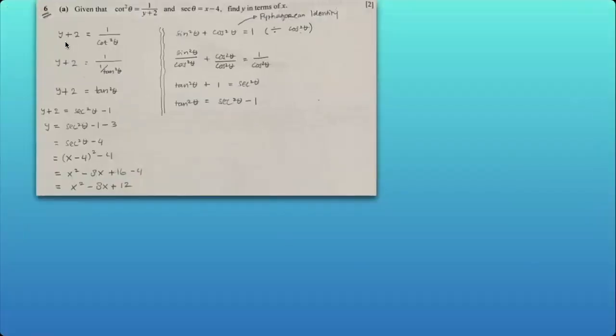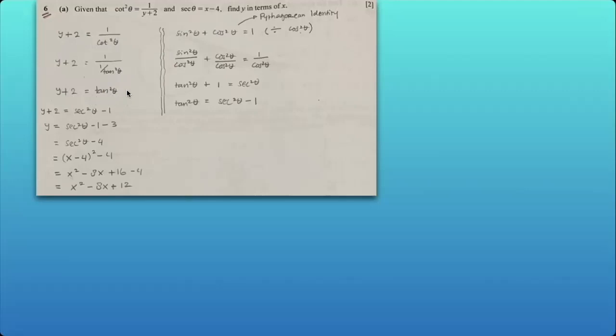Number 6. Given that cotangent squared theta is equal to 1 over y + 2, and secant theta is equal to x - 4, find y in terms of x. Let's rewrite this. Since we want to find y, I rearrange the subject so that we have y + 2 here, and that's equal to 1 over cotangent squared theta. And cotangent squared theta is just equal to 1 over tangent squared theta. So we have y + 2 is equal to tangent squared theta.